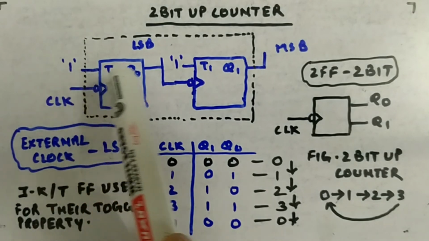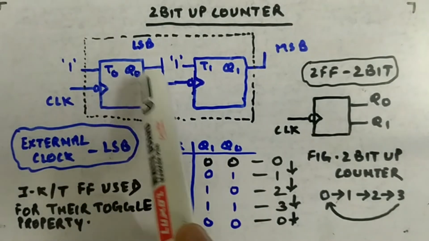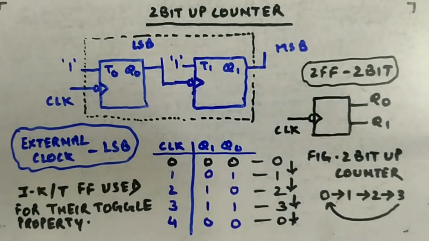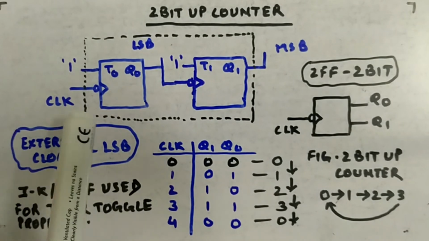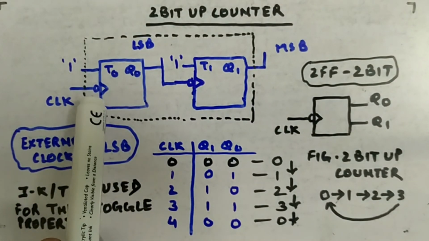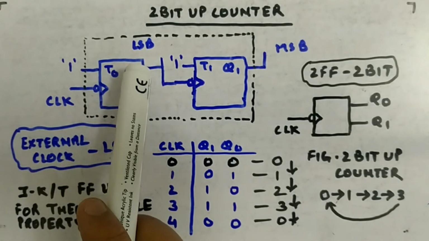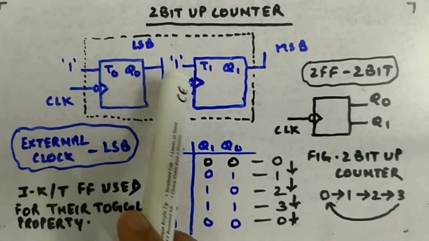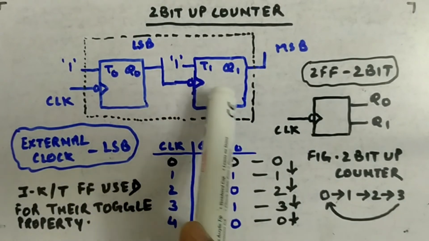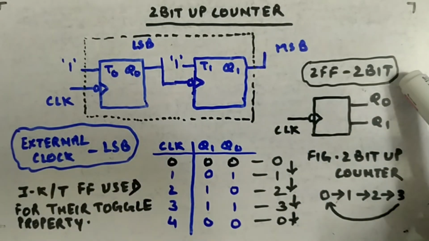So by default you are fixing the input of both the flip-flops to 1 so that they will be toggling every clock pulse. Okay, now what is happening: this one is getting the clock. So on every negative edge trigger, this will change its state. And whenever the state of this one changes, depending upon that, this flip-flop will work. Okay, so this you have understood, this also you have understood.